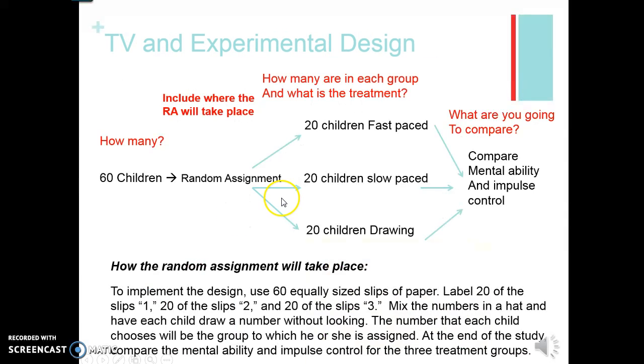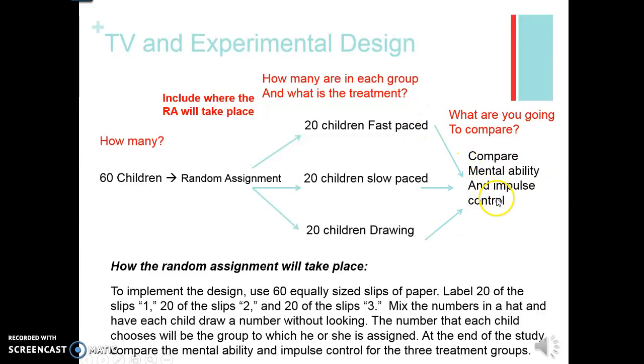All right, so let's see. Did you answer your questions correctly? How many children? We started out with 60 children. Where's the random assignment taking place? At the very beginning, completely randomized. All right, we're doing 20 children in the fast pace, 20 children in the slow pace, and 20 children in the drawing. This is to help reduce bias. And then at the end, what are we going to compare?